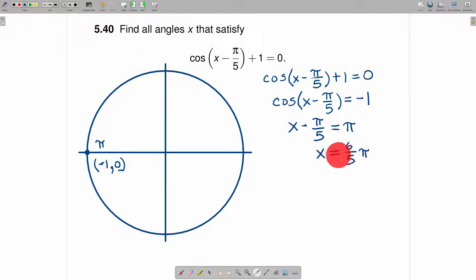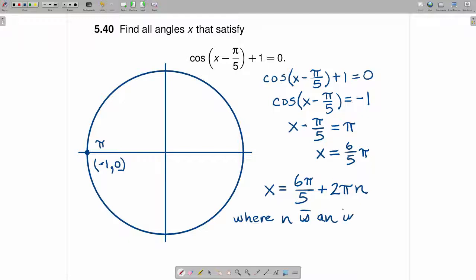Now, the original problem says find all angles x that satisfy. This is just one angle here that satisfies this. Turns out if you add any multiple of 2 pi to this, that will also satisfy the equation. So that can be written as x is equal to 6 pi over 5 plus 2 pi times n, where n is an integer.